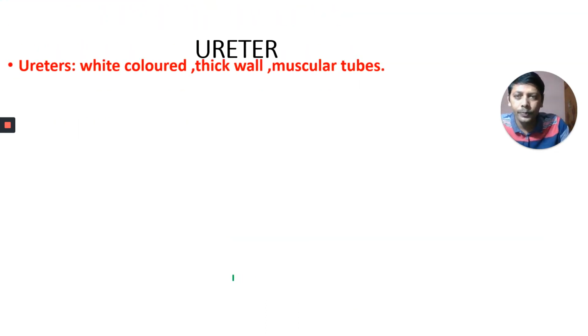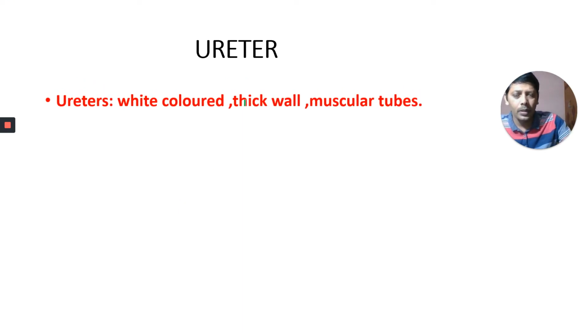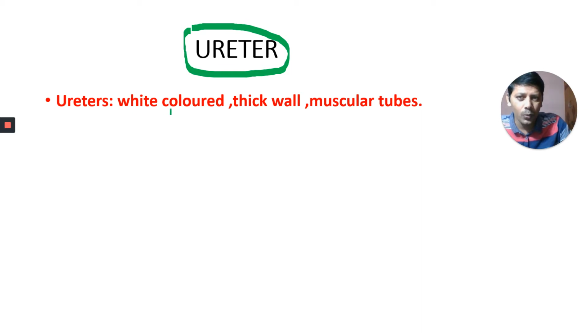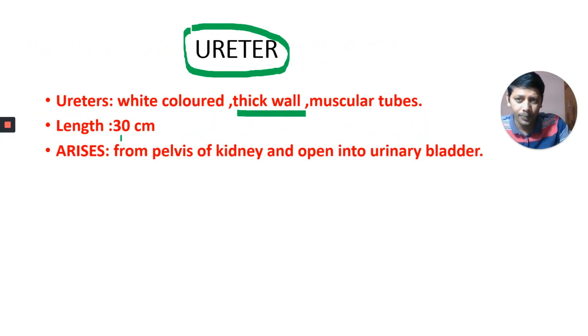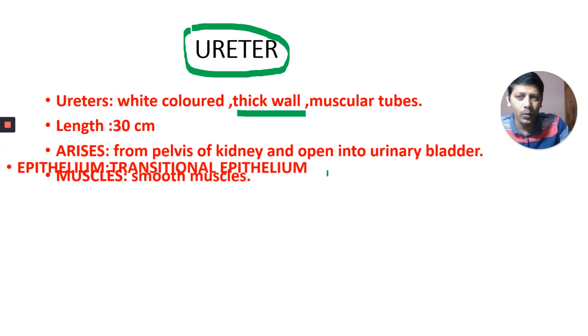Next, today in this part we are going to learn first the ureter. What is the color of the ureter? White color, with a thick wall, and it is a muscular tube. White color, thick wall, muscular tube. I will show you that. The length of the ureter is around 30 centimeters. It arises from the pelvis of the kidney and opens into the urinary bladder.